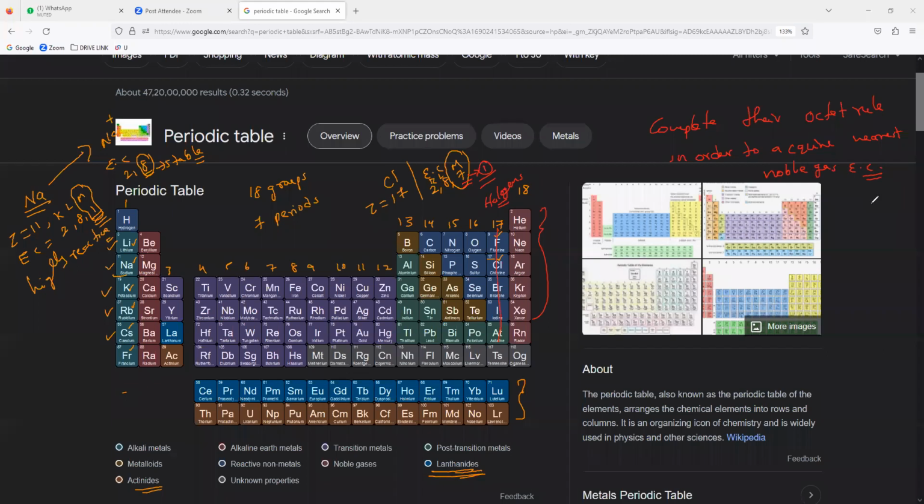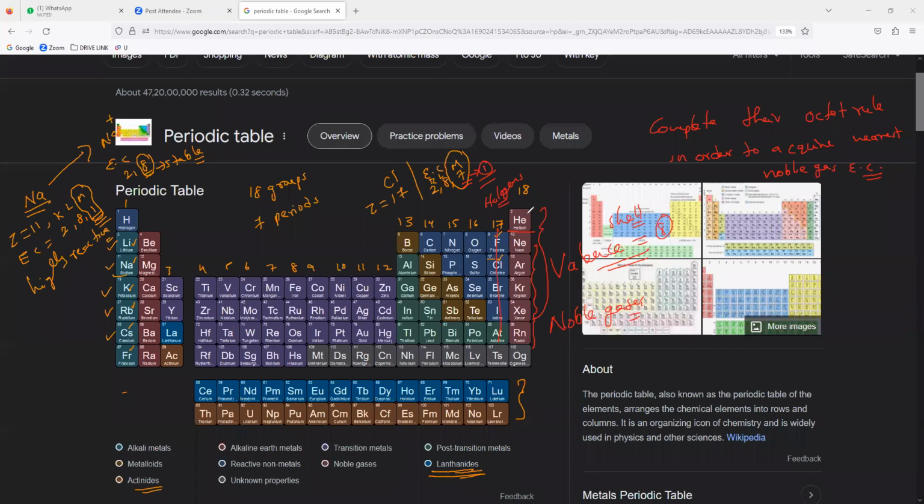What do you mean by this? You will understand. Noble gases, except helium: in the remaining noble gases, how many electrons are in the valence shell? 8 electrons. That is why neon, argon, krypton, xenon, radon, every element has 8 electrons in the valence shell. They are called noble gases: unreactive gases, stable gases.